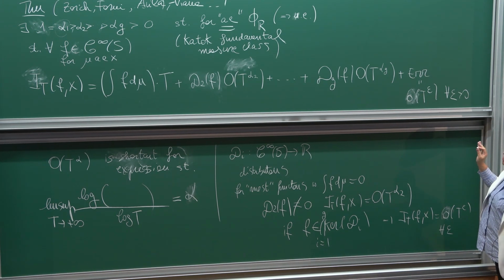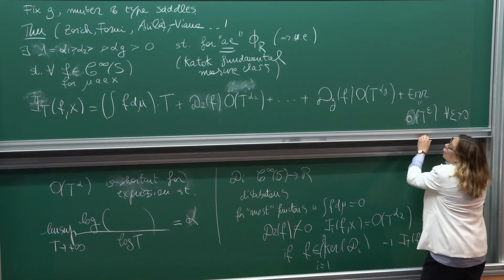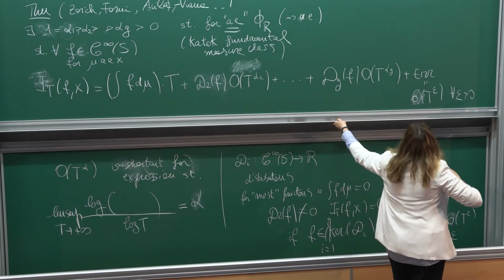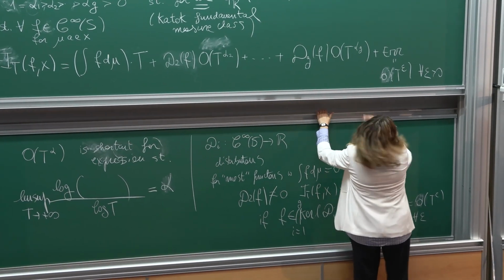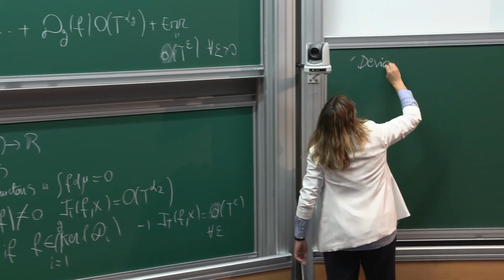This type of behavior is what is called the deviation spectrum. Maybe I should write it here so you can still see it. This is called the deviation spectrum.